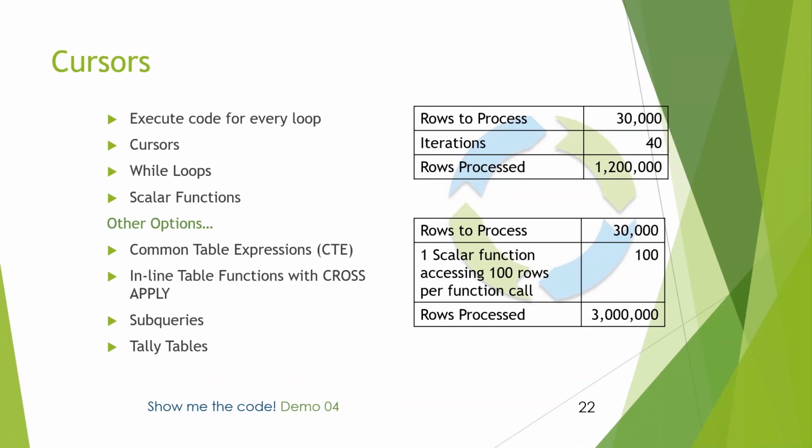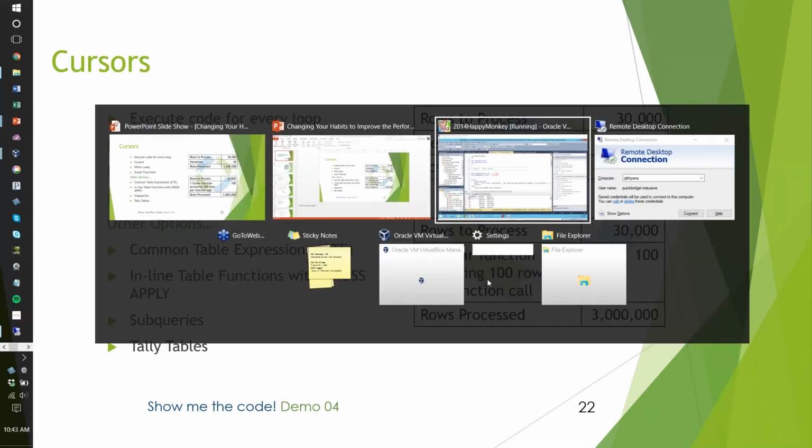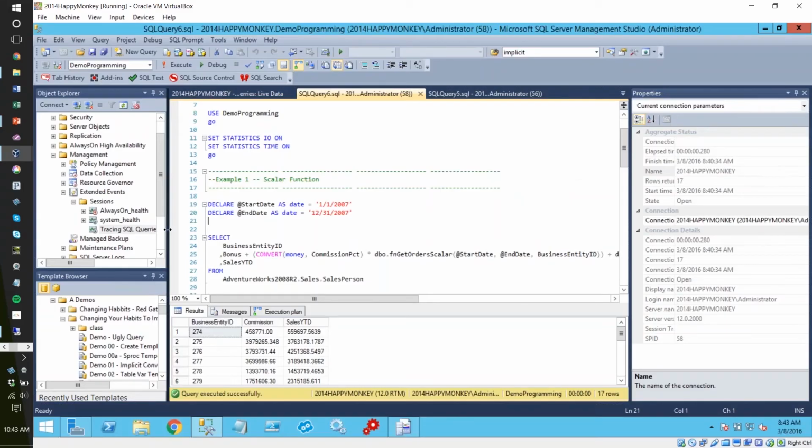Now, if you've never heard of a tally table, all that is, is a table of numbers. You could have 1 to 100, you could have 1 to 1 million. By joining to it, you may be able to utilize those extra rows to work with cursors or maybe find a range of data with some holes. There's some great articles out there. You just have to Google for a tally table or a numbers table. So let's go ahead and look at a demo for cursors.